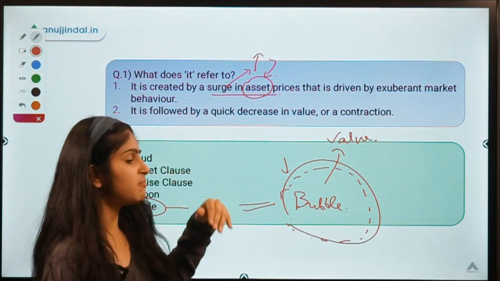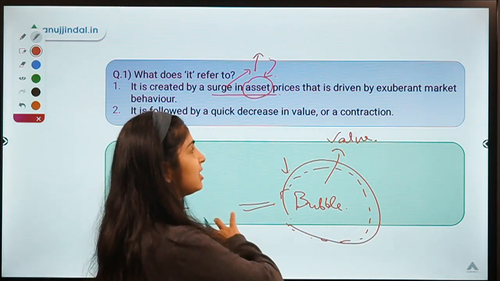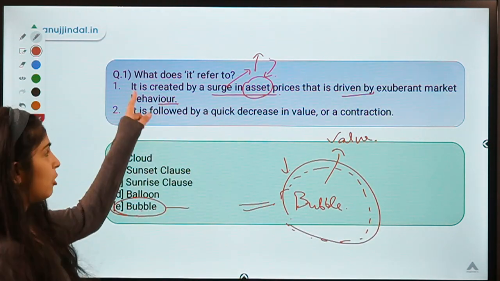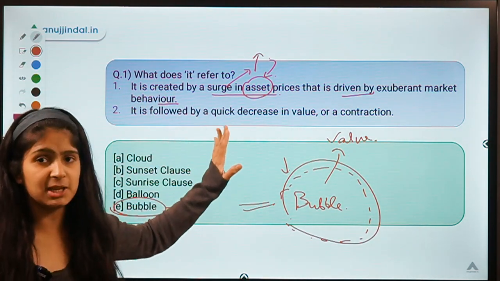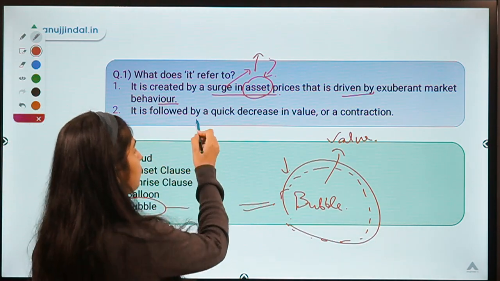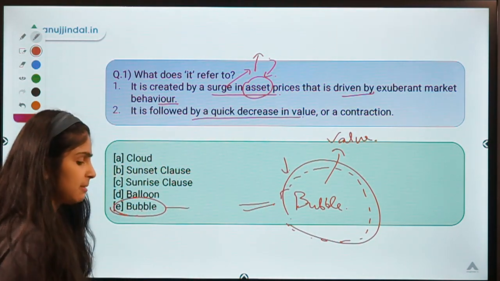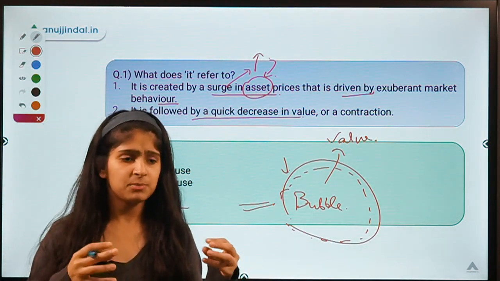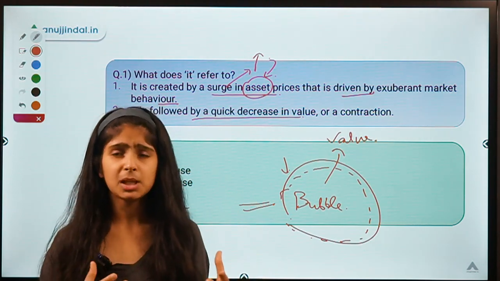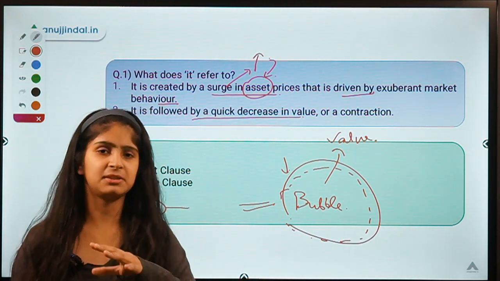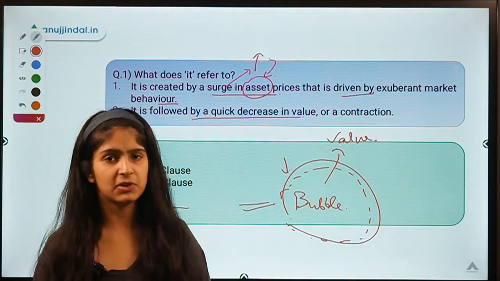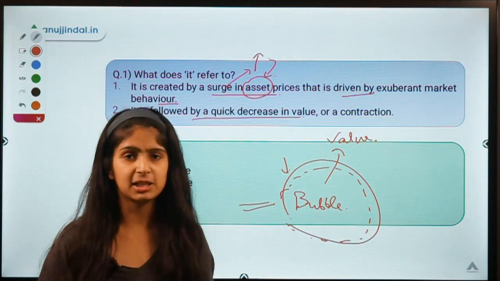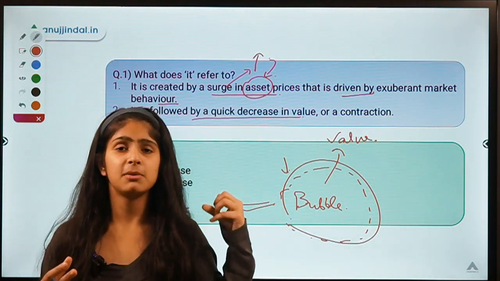In that case, the price becomes much more than the actual worth of the asset, and that results in the creation of a bubble. So it is driven by exuberant market behavior, not by the fundamentals, but by market behavior or the activities of investors. And it is also followed by a quick decrease in value or contraction, because markets are self-correcting. Whenever investors realize that this is too much and we cannot inflate the prices, or that this asset does not have as much value as its price suggests, then it is bound to burst and the prices come down rapidly. The speed with which the bubble gets created, it bursts faster than that, and the prices come down rapidly, right?